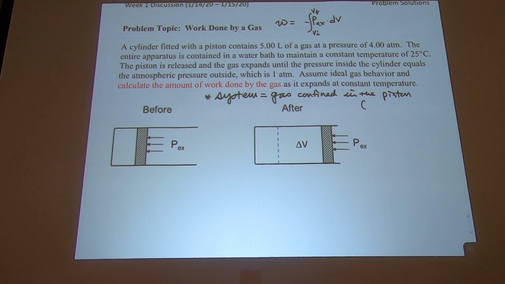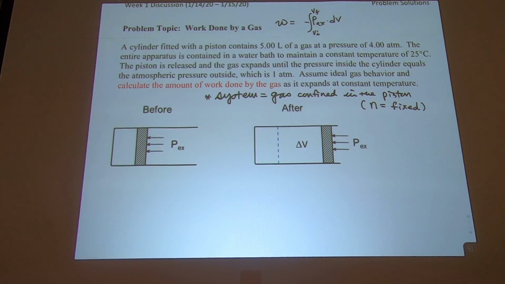I also want to mention that the number of moles of the gas is fixed. So n is fixed here, and therefore we call this a closed system. The mass is conserved. Anyway, you're talking about the gas.